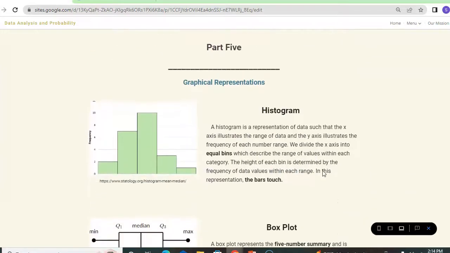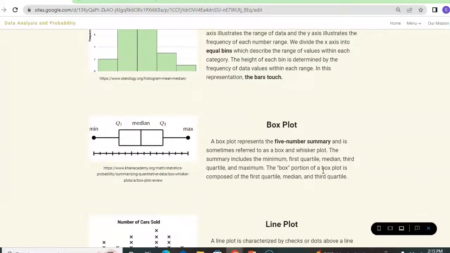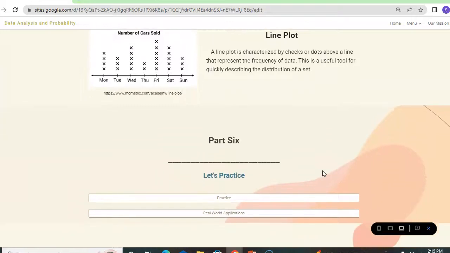The final part of the lesson discusses graphical representations which you will be responsible for understanding and creating. The first of which is a histogram, followed by a box plot, followed by a line plot. At the very bottom of the page, you will find 2 different buttons for self-practice that will help you to affirm your knowledge of the lesson today.